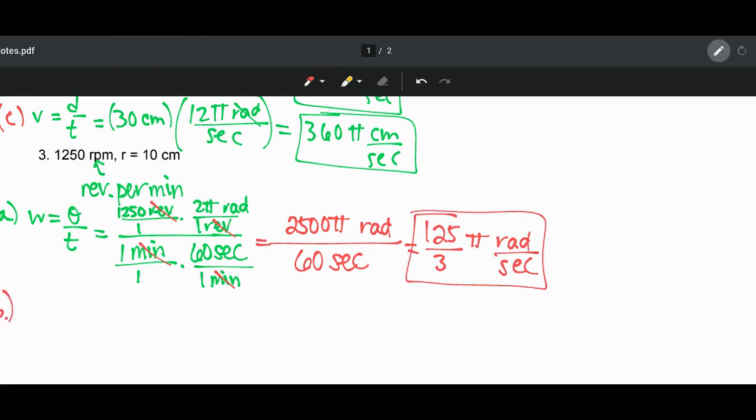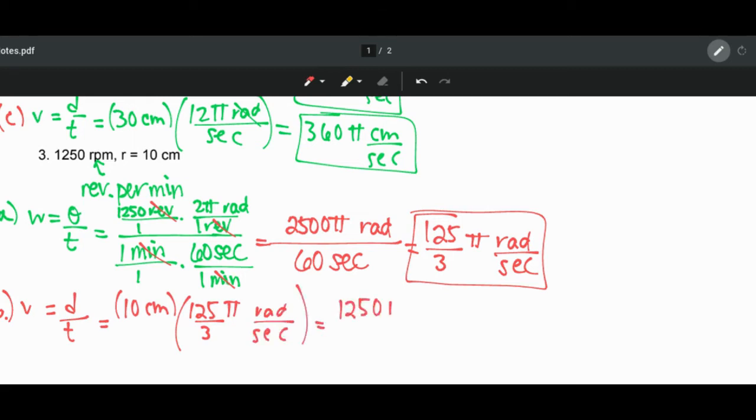When you go on to part B, we're going to use that answer for our velocity equals distance over time. So in this case, we have 10 centimeters as our radius, and we're going to multiply that by our angular speed. So now when we do that, we are left with 1250 pi over 3 centimeters per second. You can leave off the radians part.